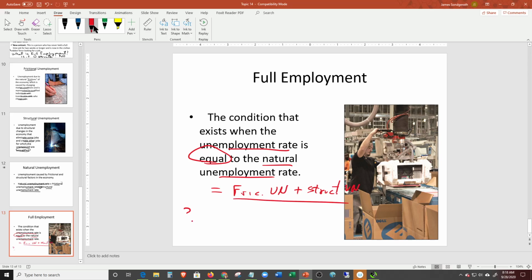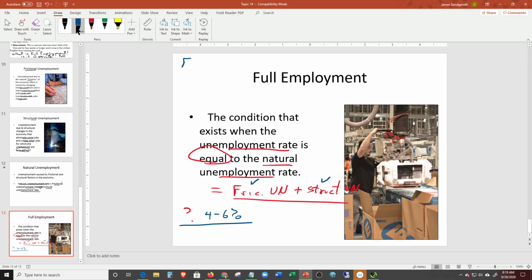Okay. So, what is this number? Well, here's the big problem. The Current Population Survey does not ask whether you're frictionally or structurally unemployed. There's no way to tell, so there's no data on this. So economists usually guess that it's between 4 and 6%, but they don't know for sure exactly what the full employment unemployment rate is. And that is a term you hear bandied around.